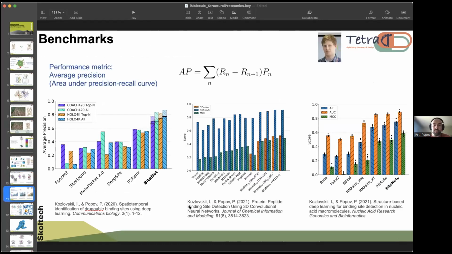But otherwise, the method is the same, and we showed that it works and performed better than the state-of-the-art approaches by the time of these publications. So here's just the metric. As the metric, we use the average precision. We called our approach the ByteNet, and you may see that it performed better compared to the other approaches listed on the x-axis.